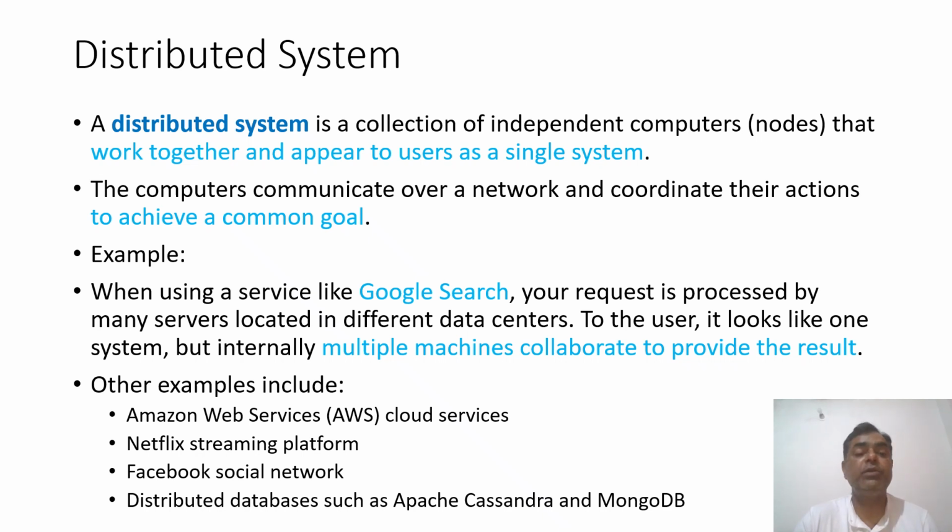There are other examples also, like AWS cloud services, which is also an example of a distributed system, the Netflix streaming platform, the Facebook social network, and distributed databases such as Apache Cassandra and MongoDB.